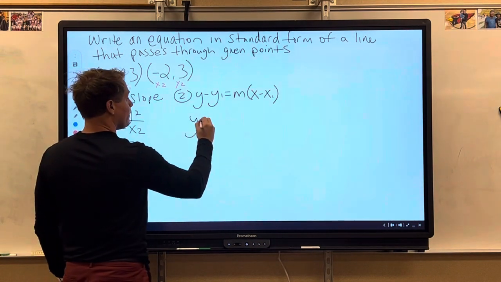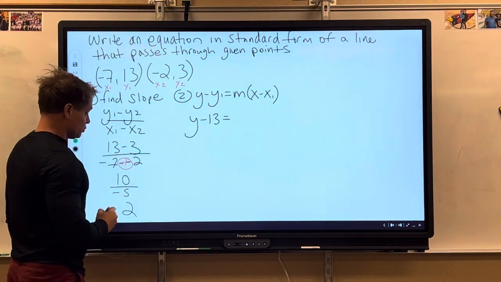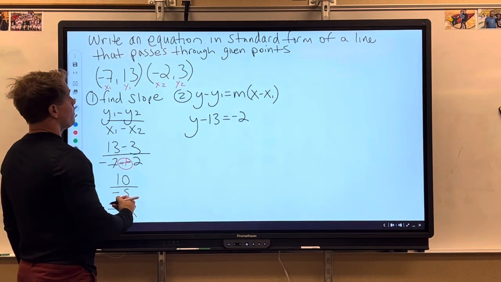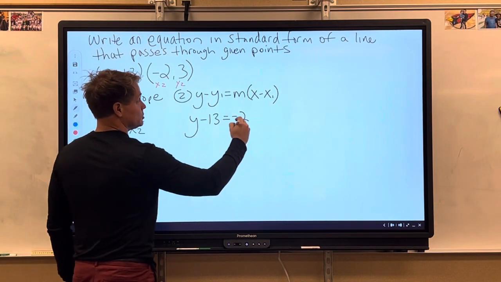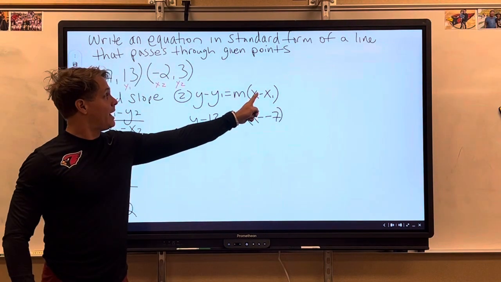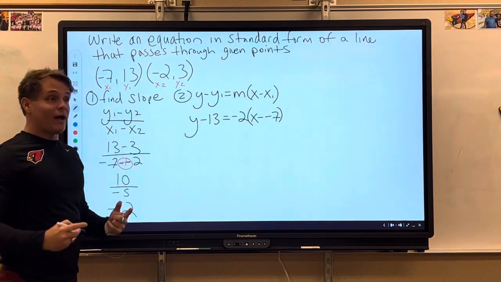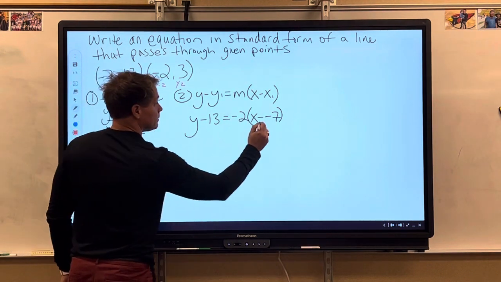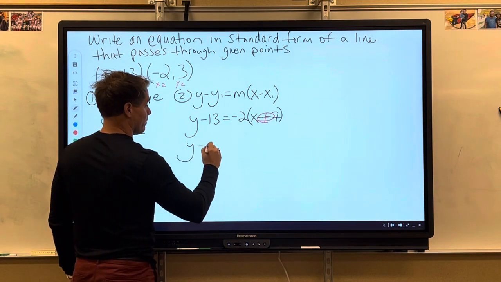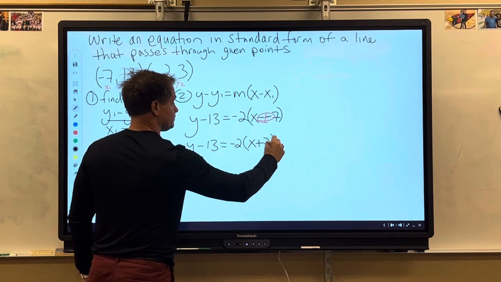So I got y minus y1, which is 13, equals the slope -2, and then my x value is -7, so I'm going to put x minus -7. We got the negative sign from the formula, but we also have a -7. Now we know that 2 negatives, again, make a positive. So I'm going to write the formula like this: y minus 13 equals -2 times x plus 7.